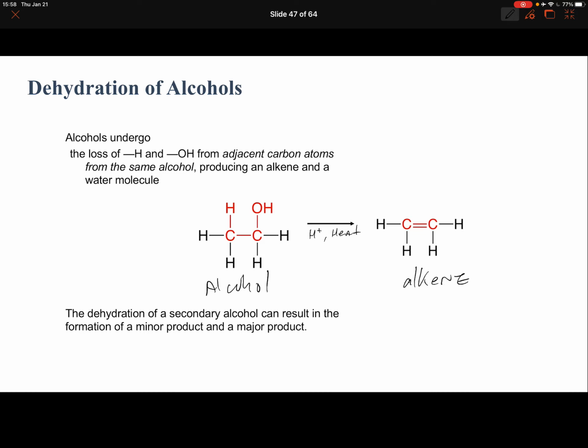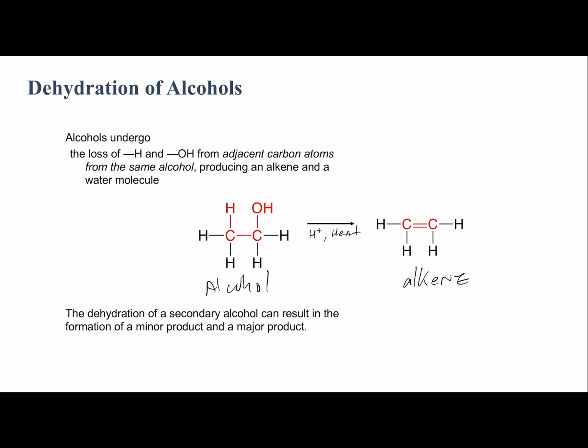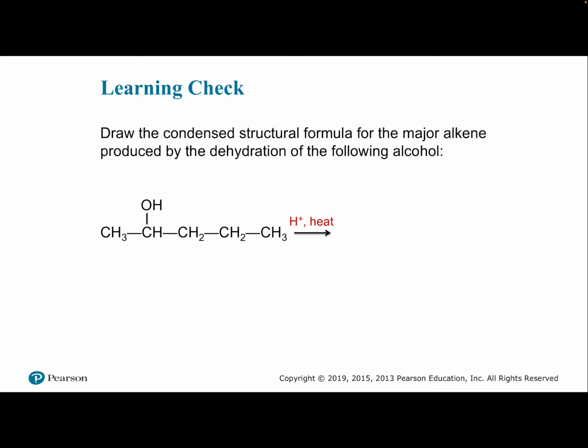Wait, let me think about what I just said. And we're going to do this example here. This is a secondary alcohol, so we'll get to see what I'm talking about here. So we look here to see which carbon has a smaller number of hydrogen atoms. It's going to be easier to pull a hydrogen off of the carbon that has the smaller number of hydrogen atoms. Okay, this one has 3, this one has 2.